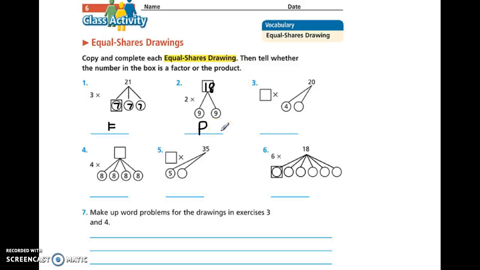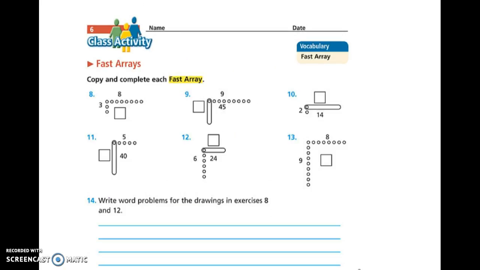All right. Lastly, we are going to talk about fast arrays. So we talked about arrays earlier, and this is just a very quick way to draw an array. Instead of drawing every single little dot, it's just a quick way to do it. When you look at these, the numbers on the outside, this is saying that there's 3 rows. This is saying there's 8 columns, just like in a regular array. These are the factors. These are the numbers you're multiplying. The number in the middle is the product.